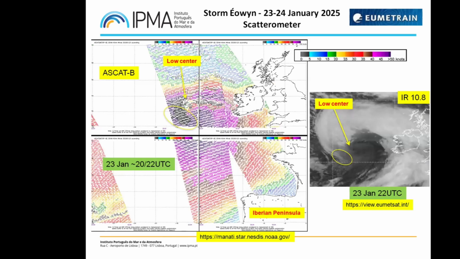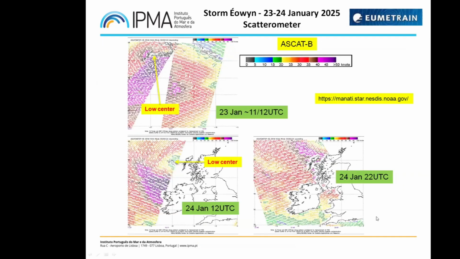Looking at some scatterometer data, which give us the intensity of the wind over the water, ASCAT-B scatterometer passed over the storm at around 22 UTC on the 23rd and detected winds stronger than 50 knots, with the highest winds registered to the south or southwest of the center of the low, on the area where the jet was starting to form, as you can see on the 10.8 image for around the same time. And here you can see the area with winds higher than 50 knots.